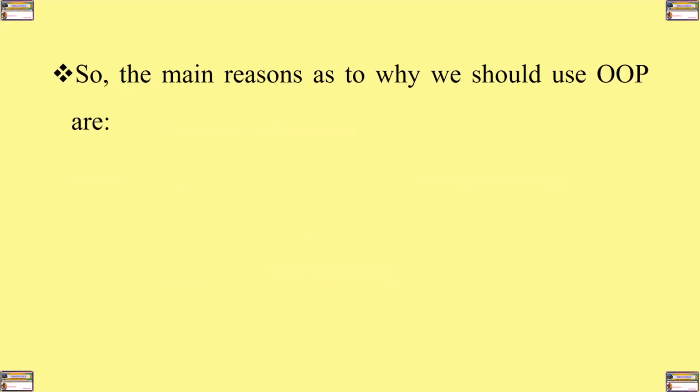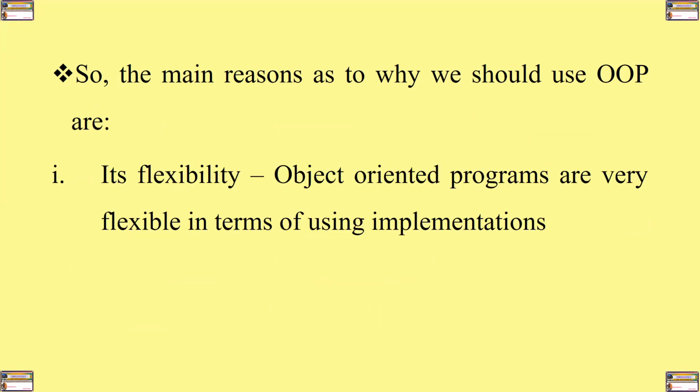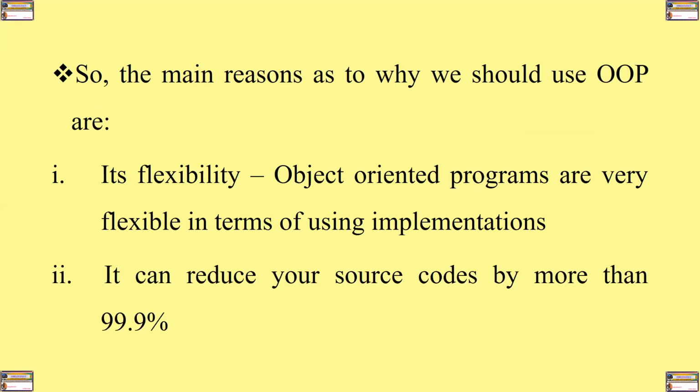So, the main reasons as to why we should use object-oriented programming are, number one, its flexibility. Object-oriented programs are very flexible in terms of using implementations. Number two, it can reduce your source code by more than 99%. That is more than 99.9%.